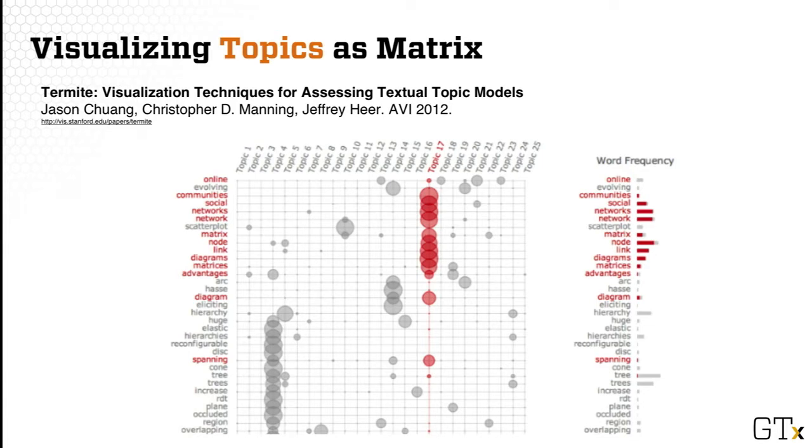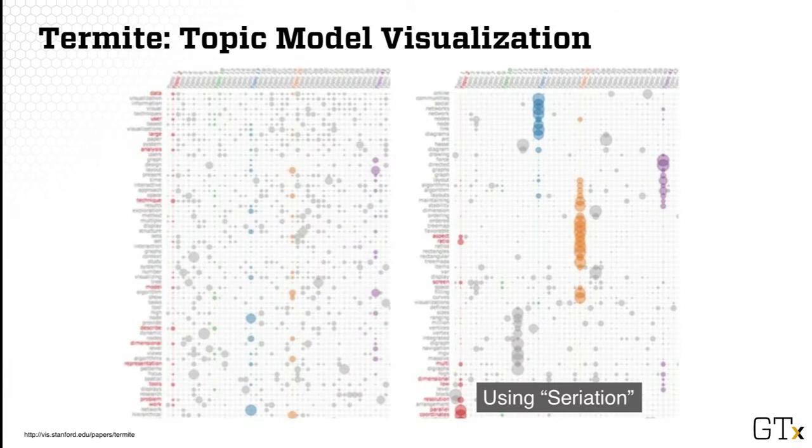So if you have text clusters or topics, where a topic is determined by the strength of participation in that topic, then you can visualize this clustering information as a matrix, as in the Termite work by Jeff Heer and his students. Here, more participation is visualized by a larger and darker circle. For example, in topic 17, you can see that the words communities, social, networks, and so on are highly associated with that topic. Whenever we're visualizing data as a matrix, often the ordering is very important.